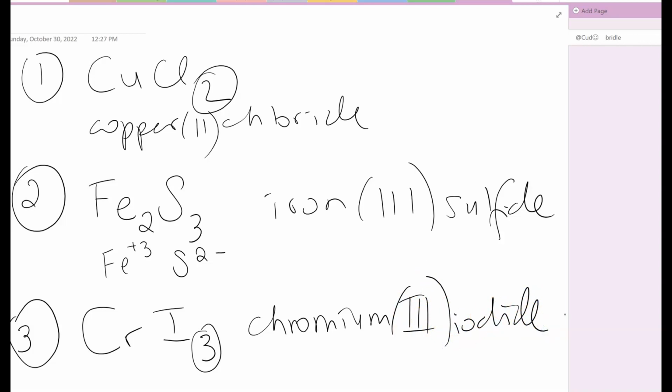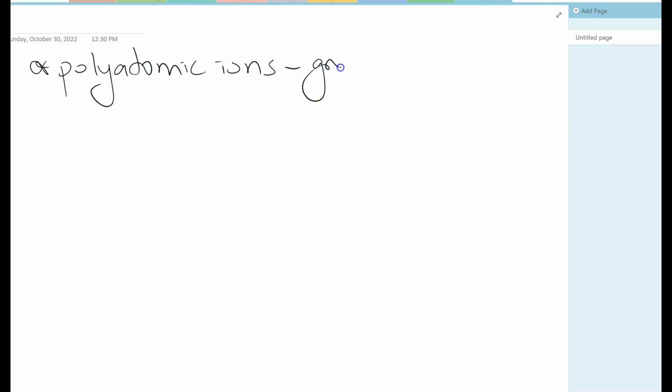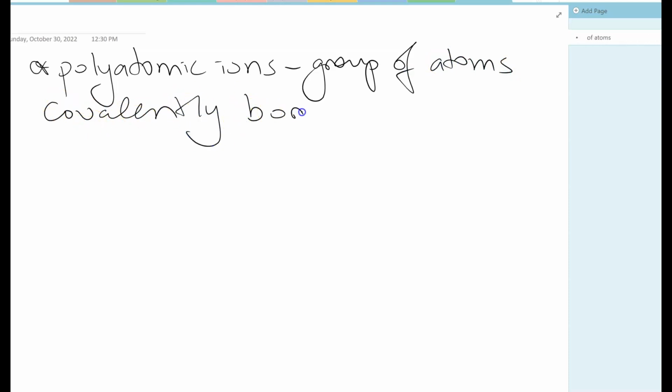Okay? So the next kind of naming has to do with polyatomic ions. So let's first define what a polyatomic ion is. Polyatomic ions are a group of atoms covalently bonded with an overall charge.